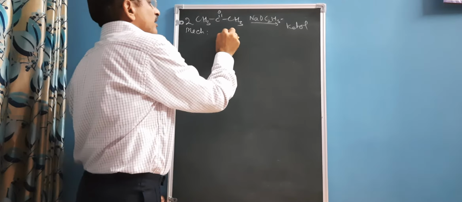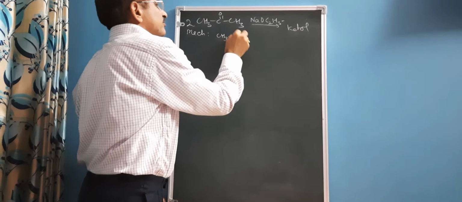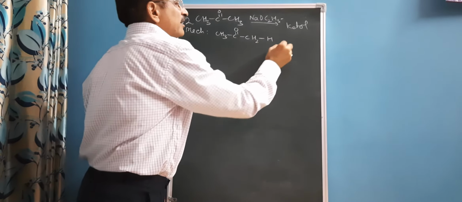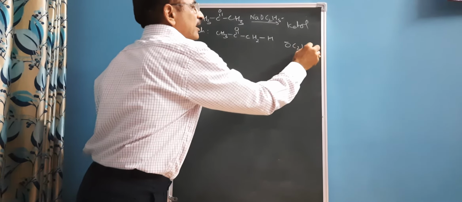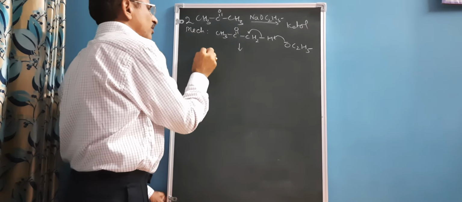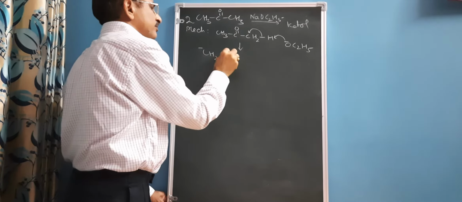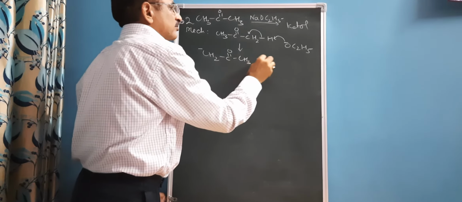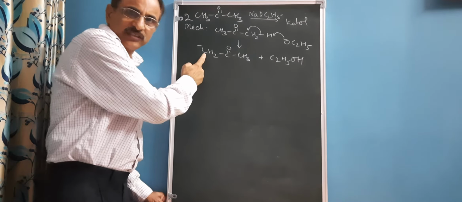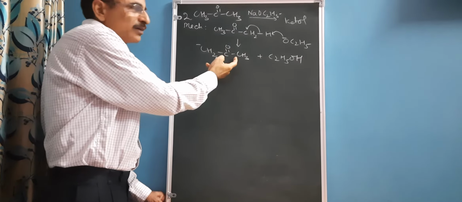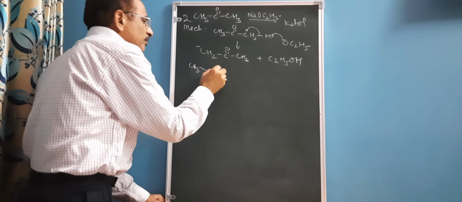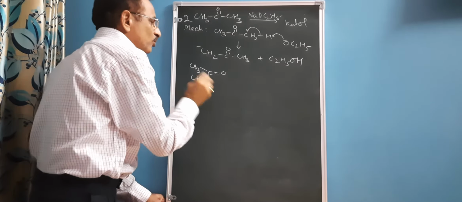Here again, alpha hydrogen is there, and this base will approach the alpha hydrogen, and there is loss of this and formation of a carbanion. Once carbanion formation takes place in this acetone, it further approaches the carbonyl carbon of the next ketone, that is acetone.